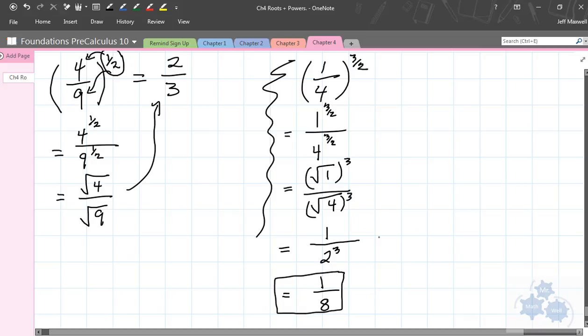All right, how many of you got that answer? No? Okay, let's take a look at it. One quarter to the power of 3 over 2. Remember, this fraction can be applied to both the numerator and the denominator. That's what I showed there. The 2 on the bottom means square root. So if you've got 1 to the power of 3 over 2, that's the square root of 1 cubed. On the bottom, the square root of 4 cubed. You simplify the top, the square root of 1 is 1, 1 cubed is 1. The square root of 4 is 2, cubed is 8. There's your answer.